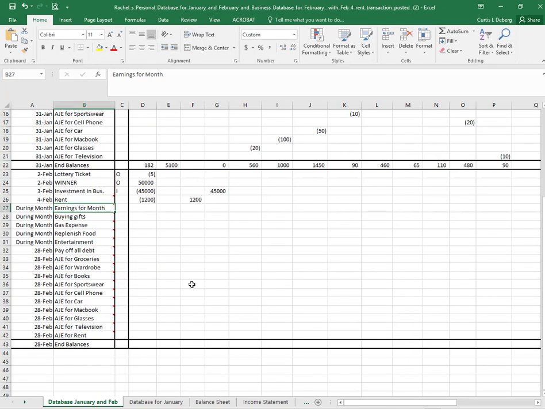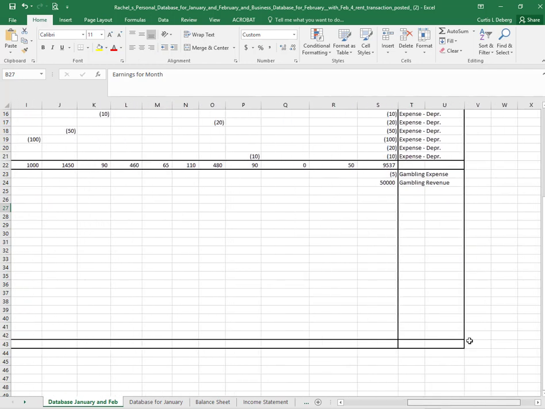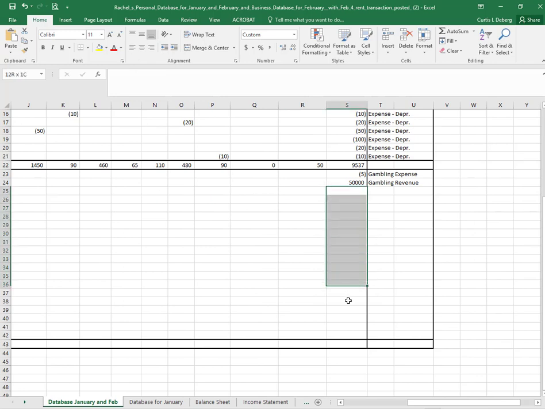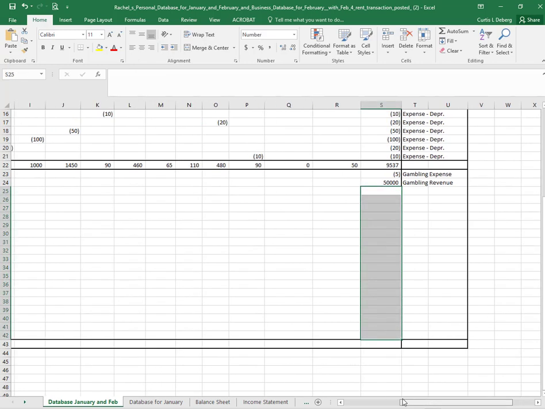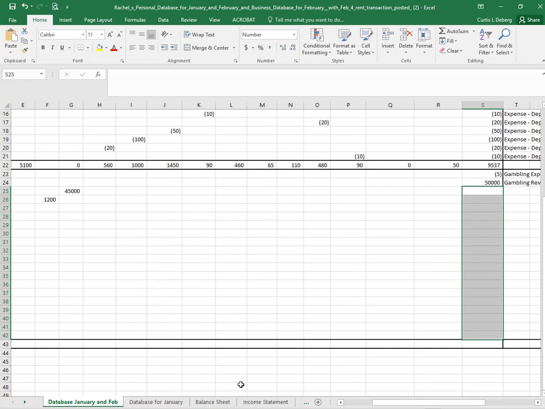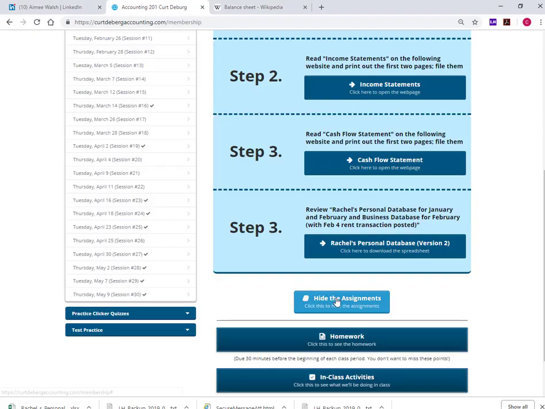And when they make all the journal entries, they can prepare a balance sheet. And of course, if their Luca Pacioli check is 0, they can do an income statement. And their assignment for next Tuesday is to do exactly that. They have to build an income statement and a balance sheet for Rachel's personal financial information.